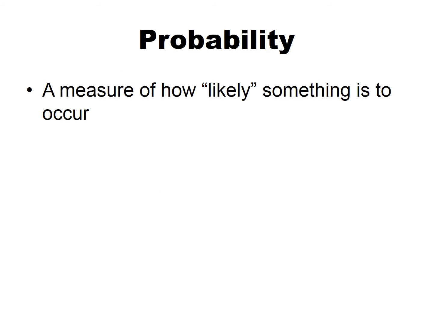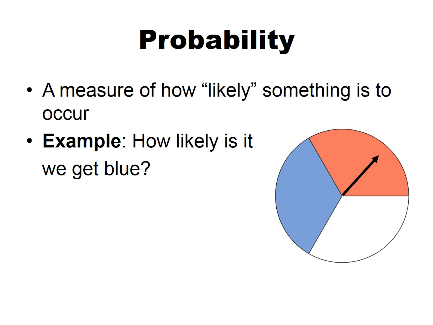So let's start off with kind of an informal definition of probability. Probability is a measure of how likely something is to occur. So as an example, let's say we've got this spinner here with 3 equal size pieces, and it spins and lands in one of those regions. And so the question is how likely is it that we get a blue? Or maybe that's a question we might ask. Well, that's a probability type question.